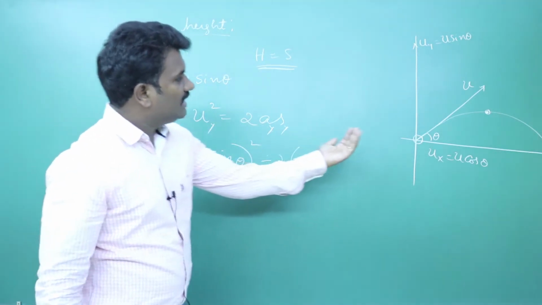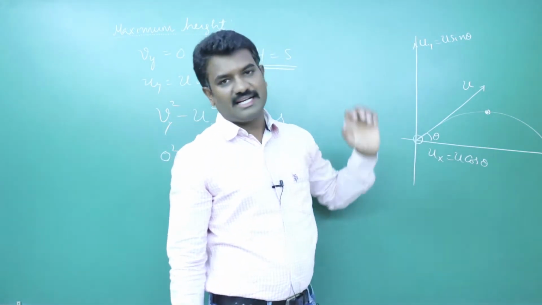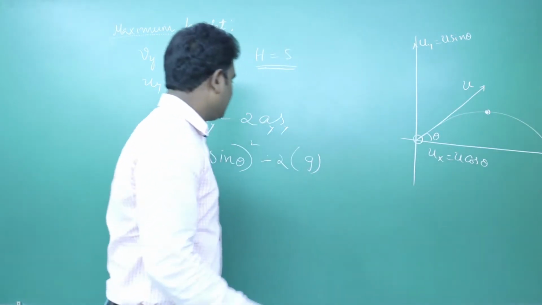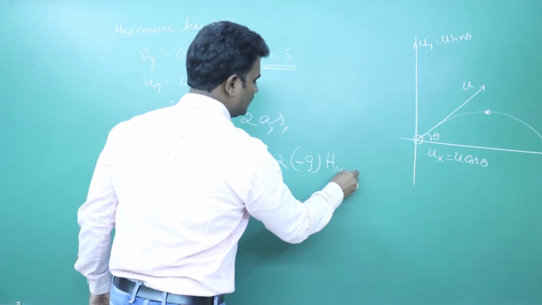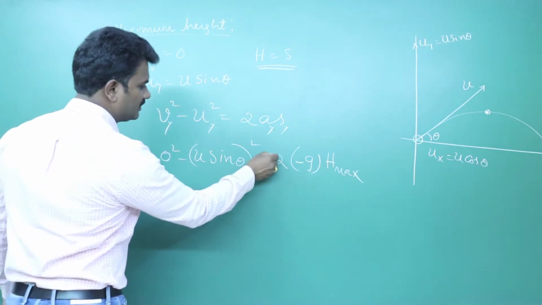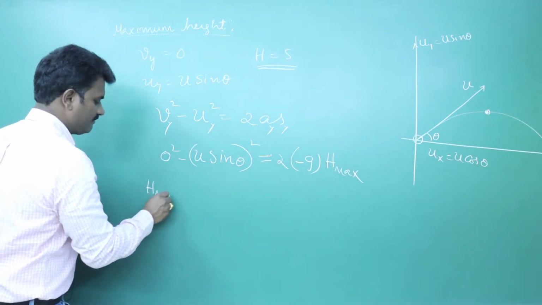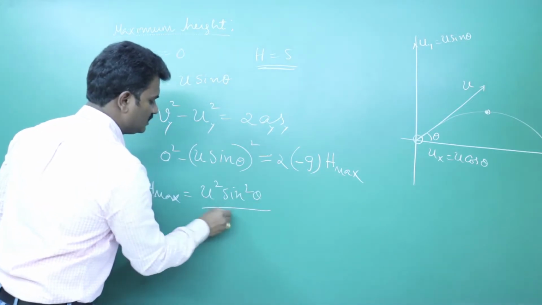But since initial velocity uy is upwards, g is downwards. If uy is taken as positive, g must be given a negative sign. And sy means how much? Displacement, that is our h max. So upon simplifying, we get h max equal to u square sin square theta by 2g.